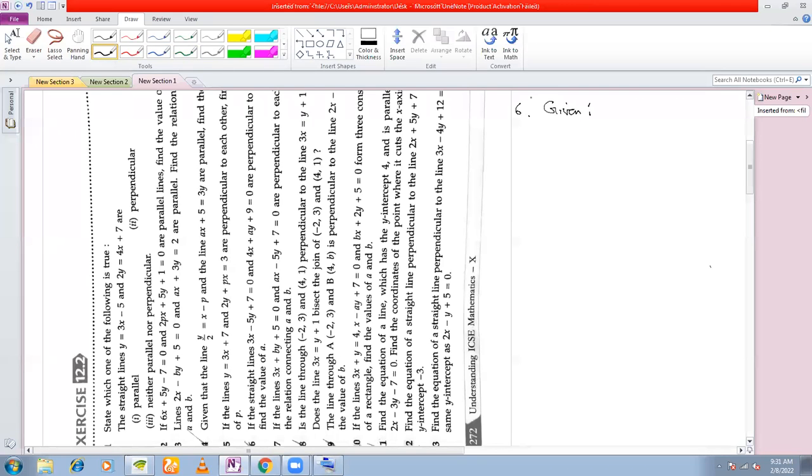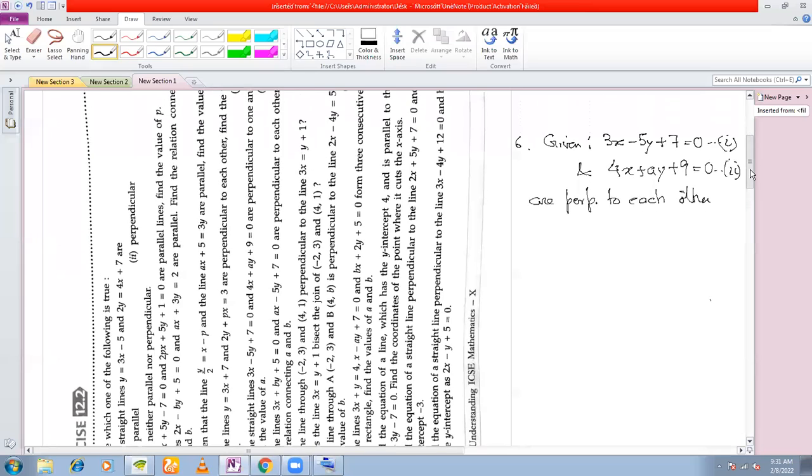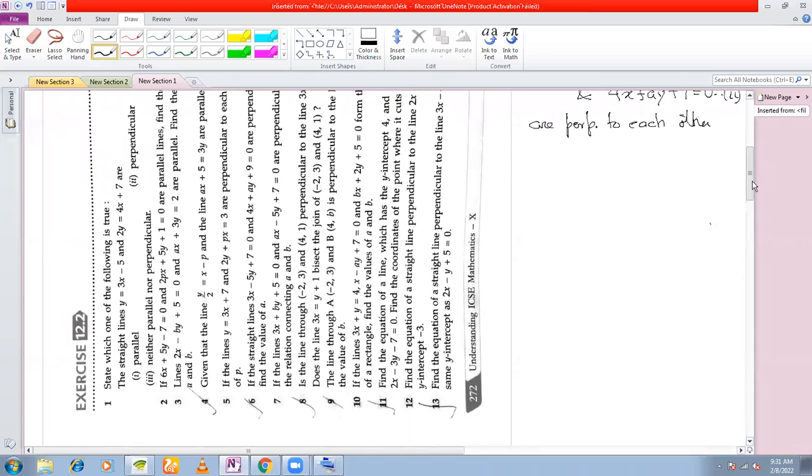Given 3x minus 5y plus 7 is equal to 0 and 4x plus ay plus 9 is equal to 0, the second equation. These two straight lines are perpendicular to each other. Now let's read the next part of the question: find the value of a.